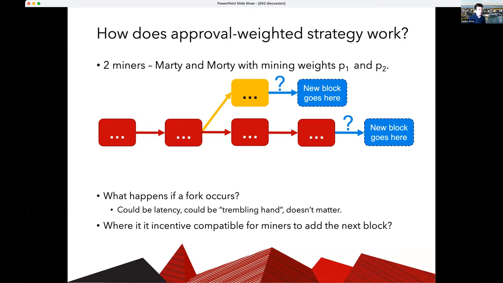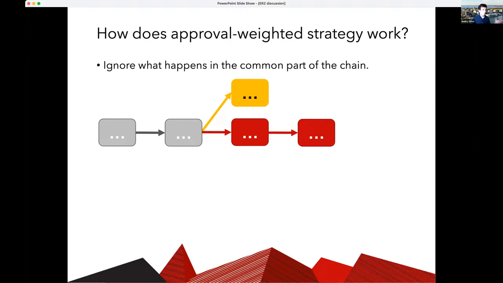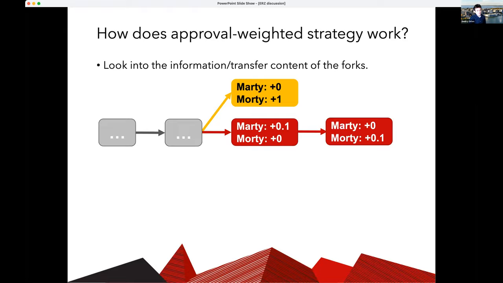So here's how the approval weighting works. We look at the common part of the chain and we throw it out. It doesn't matter because that's the chain where Marty and Morty agree, so it doesn't affect their net incentives to pick one branch over the other. Now we're figuring out where they want to add a block, and I'm not going to talk about the incentives to add a block. I'm going to talk about what the approval weighting prescribes them to do. If I take the equilibrium constructed in the paper, I'm going to go through how it works mechanically. In the longest chain, the red chain, we have Marty getting 0.1 in the first block, Morty getting 0.1 in the second block, and in the fork, only Morty gets something.